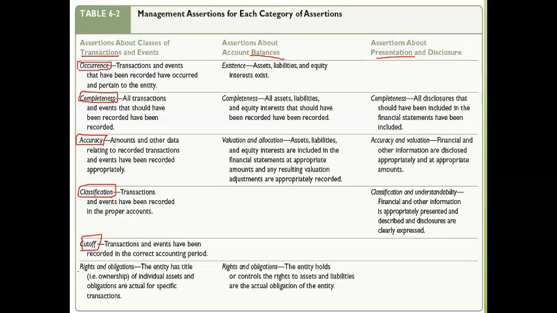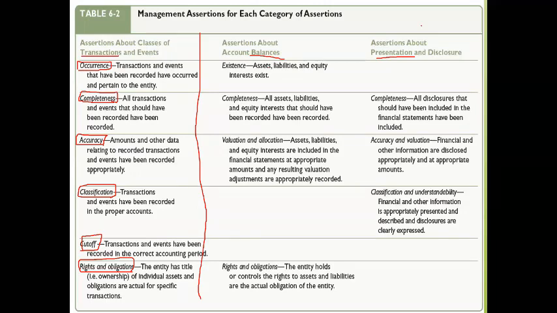Sixth is the right and obligation. What is the right and obligation? It means that the manager must make sure that all the assets are actually rights of the company, owned by the company, and that liabilities are the actual liabilities of the company. We are not overstating assets, we are not understating liabilities. So those are the assertions about classes of transactions. Those are the criteria that we have to take into consideration while we are recording transactions.